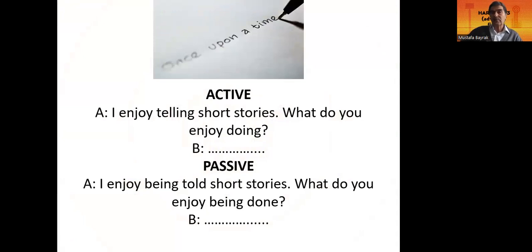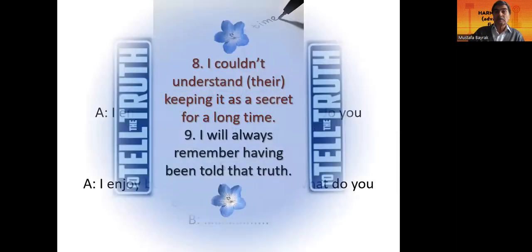Now let's focus on active and passives again. I enjoy telling short stories. What do you enjoy doing? I enjoy reading short stories. Passive: I enjoy being told short stories. What do you enjoy being done? I enjoy being told the truth. I enjoy being given presents, or I enjoy giving presents to the other, but maybe it's human nature. I enjoy being given presents by other people.